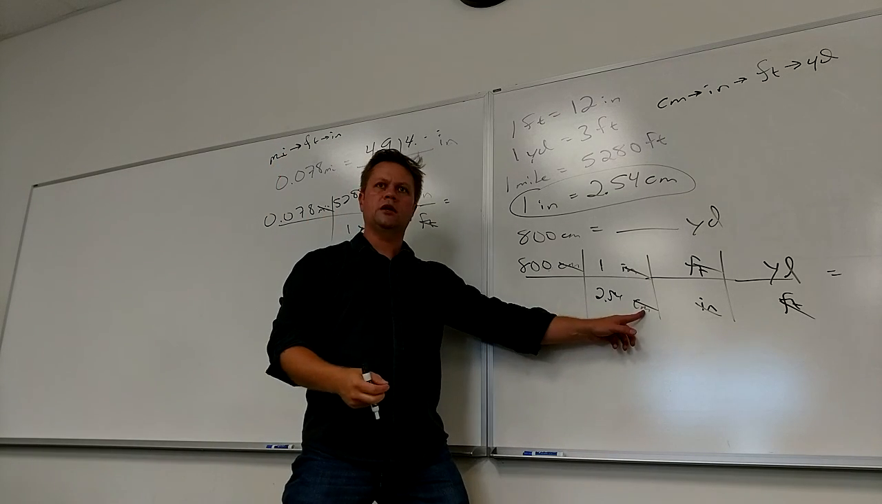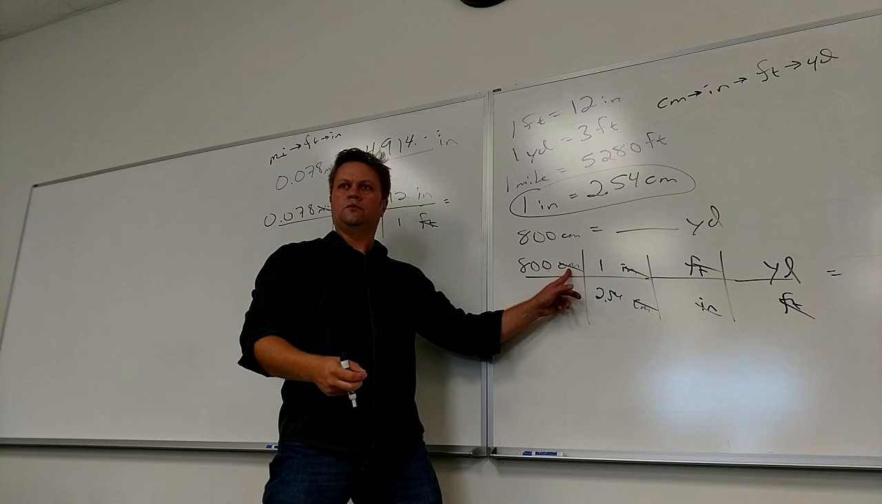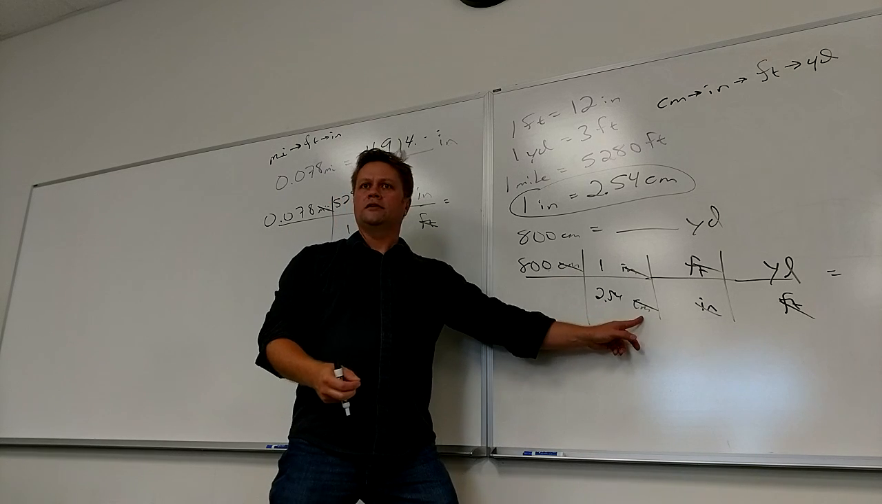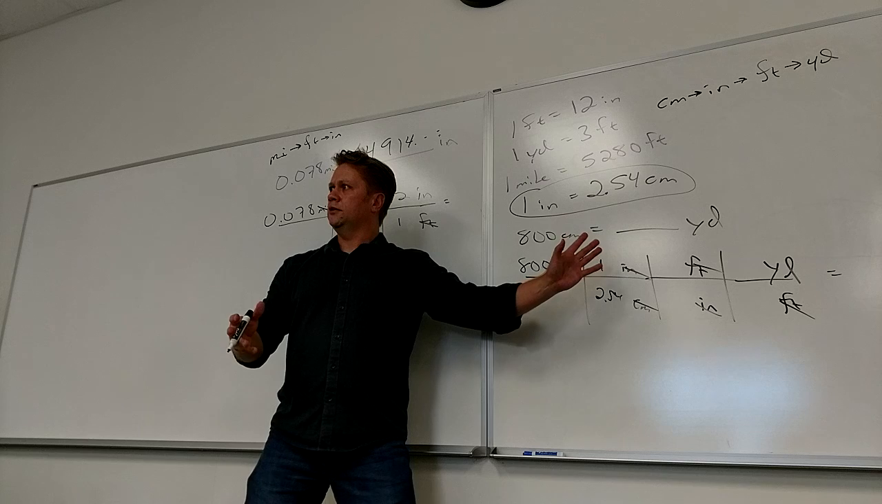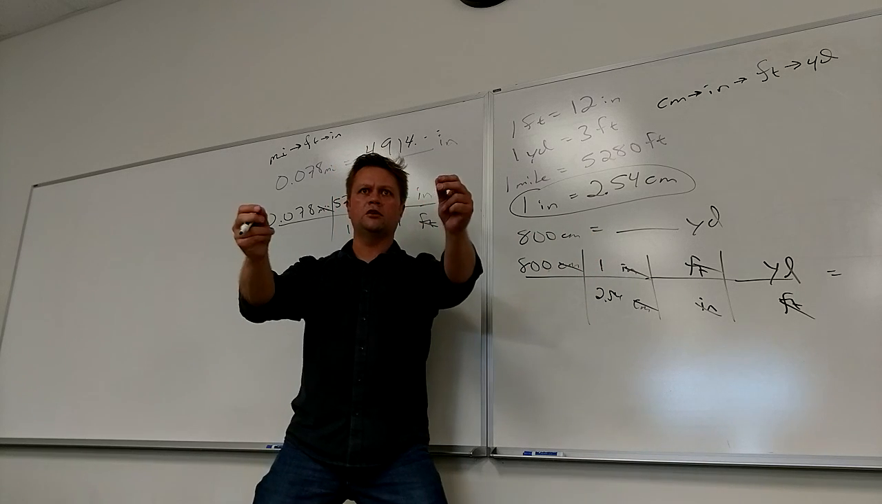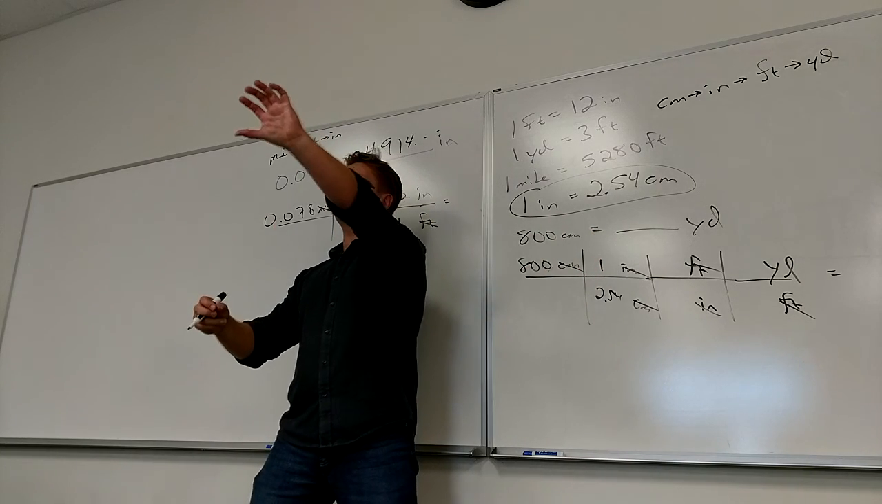Why did I put the centimeters there? So that we kill those. Why did I put the 2.54 there? Because that's where the centimeters are. Right? So it's kind of like the first step, you make the units work, and the second step is you put the numbers where they're supposed to go.